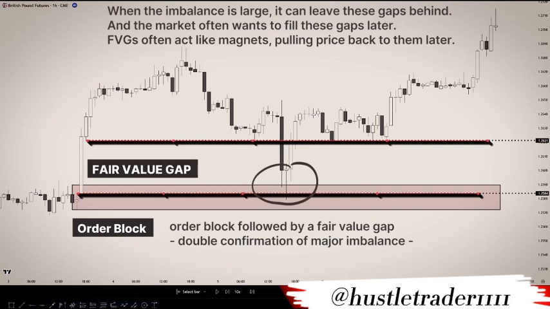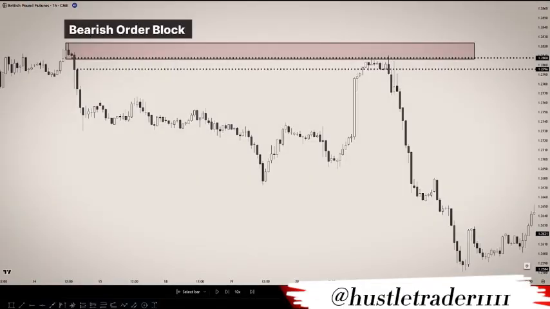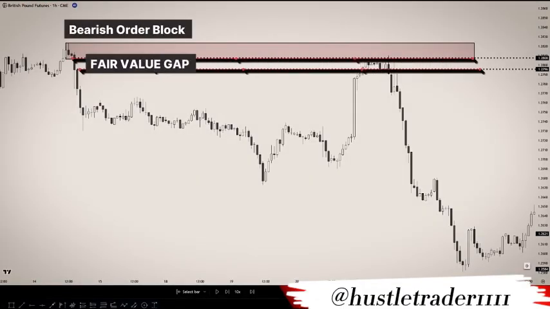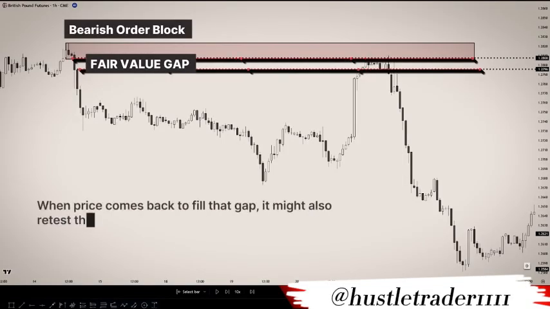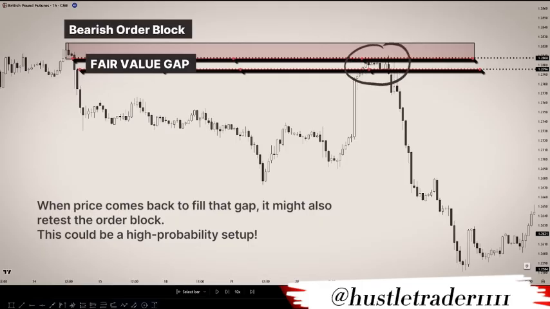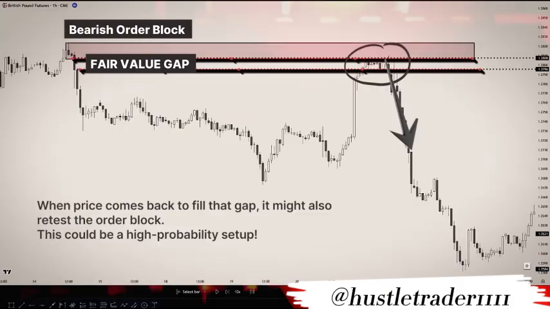Order blocks and fair value gaps work well together. You'll often see a bullish order block, followed by a fair value gap. This is like a double confirmation of a key buy level. Or you might see price move away from a bearish order block, followed by a fair value gap. Later, when price comes back to fill that gap, it might also retest the order block. This could be a high probability setup.